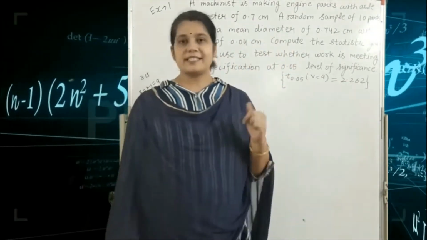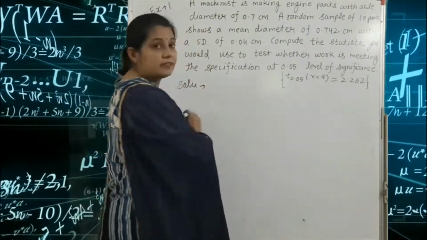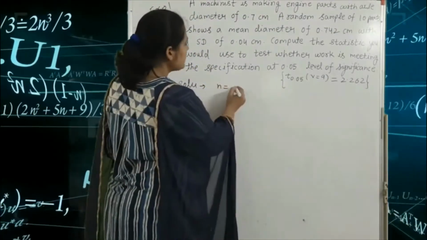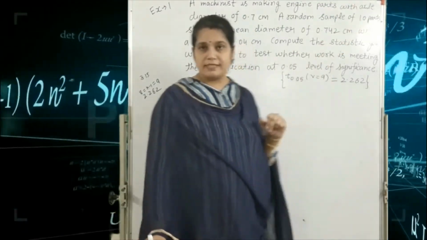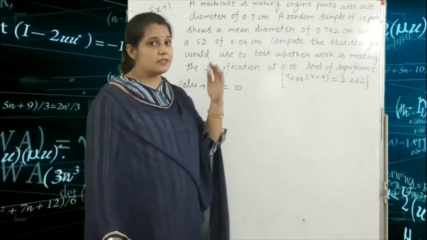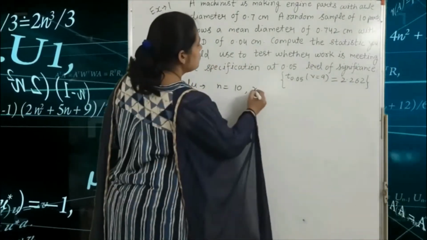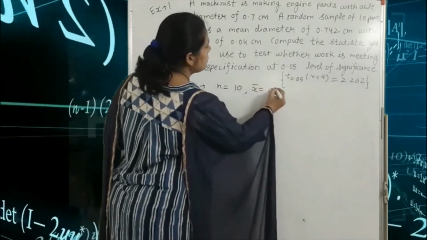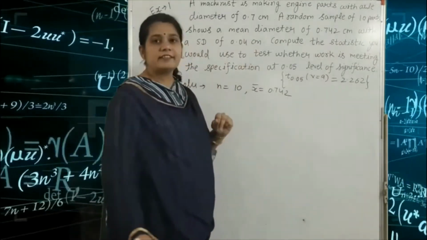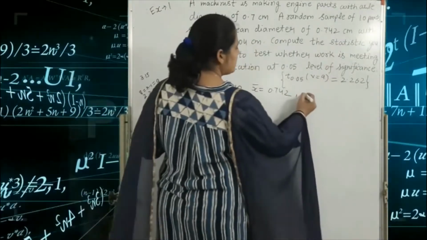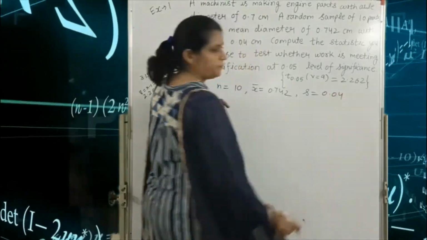Okay, so let's start the solution. The solution is first we write here the n. N is equal to 10 because 10 parts are given. That is, this question depends on the small sample. Okay, we are given the x bar, so x bar is equal to 0.742. With the standard deviation, so we write here the standard deviation s is equal to 0.04. Got it?